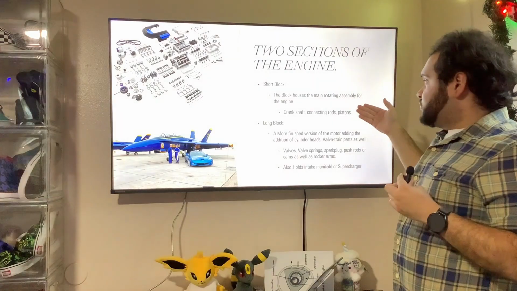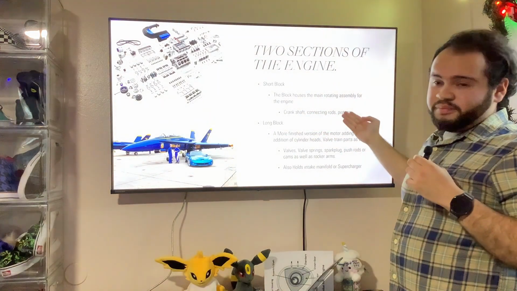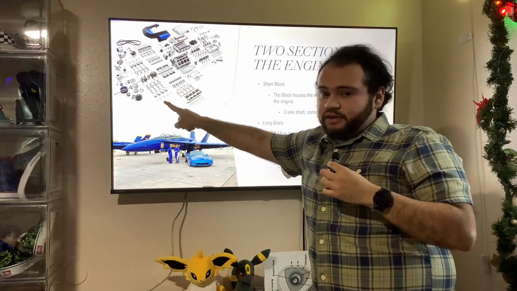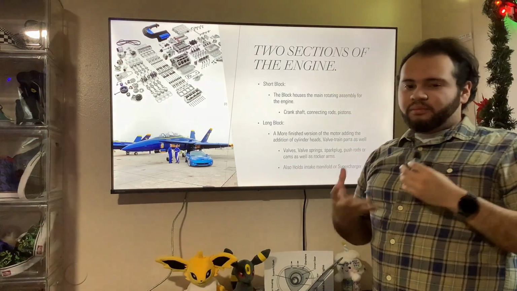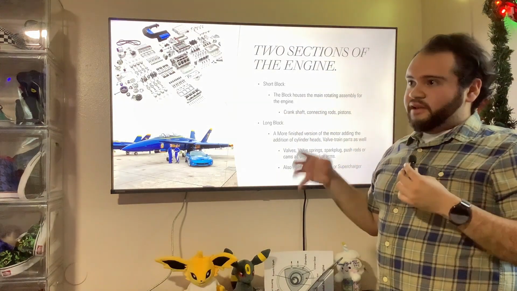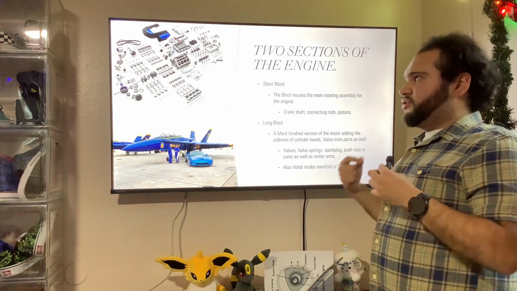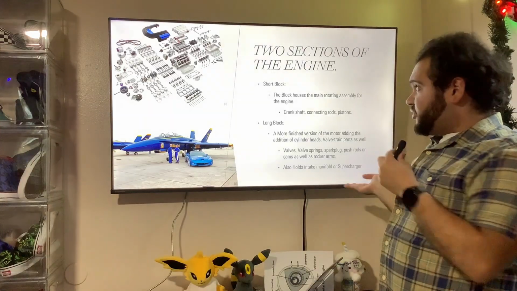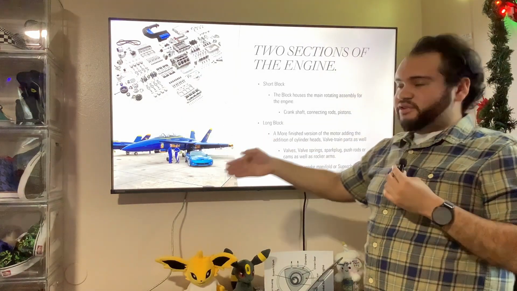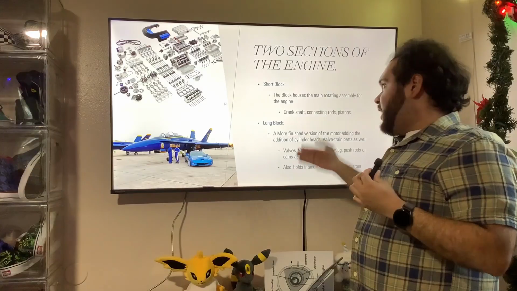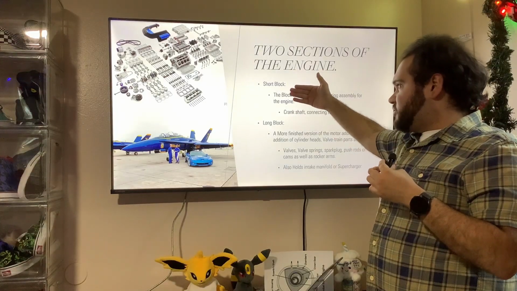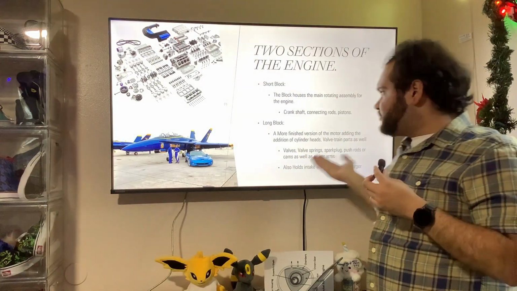You have the short block, which is your crankshaft, your connecting rods, your pistons, basically your basic rotary assembly. So your block and this whole section right here. You have your long block, which is a more finished product. On top of just your short block, you have the heads, spark plugs, fuel injectors, your intake manifold or supercharger. You got your baffles, your pulleys and accessories, your alternator. Essentially, everything has a short block, but not everything's a long block.